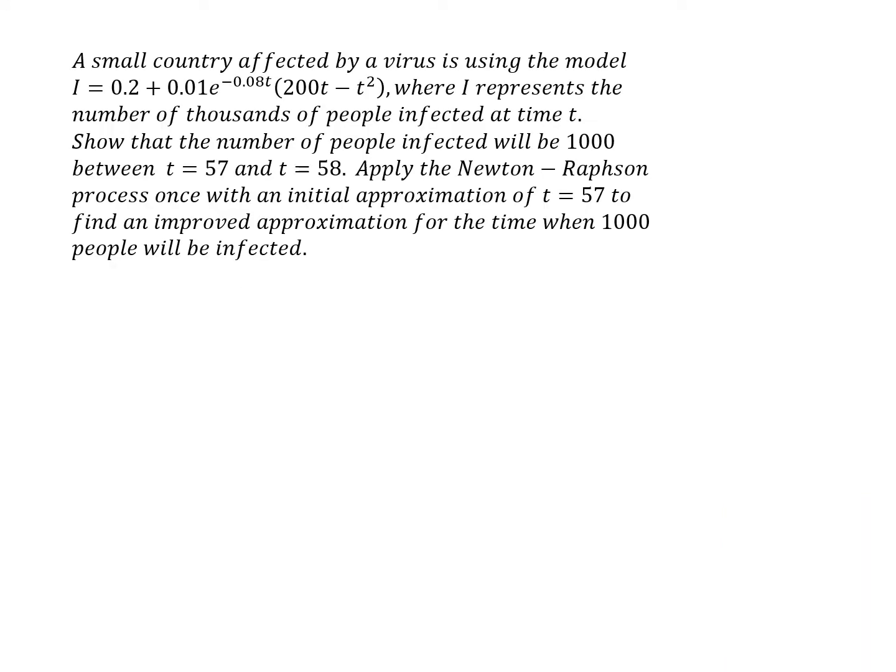When we read the question, we need to read it carefully, because it tells us that I represents the number of thousands of people infected at time t. It doesn't actually say what t is, whether it's hours, days, weeks, or whatever, but that's not relevant really as far as the rest of the question is concerned. It's more important to understand that I is the number of thousands of people.